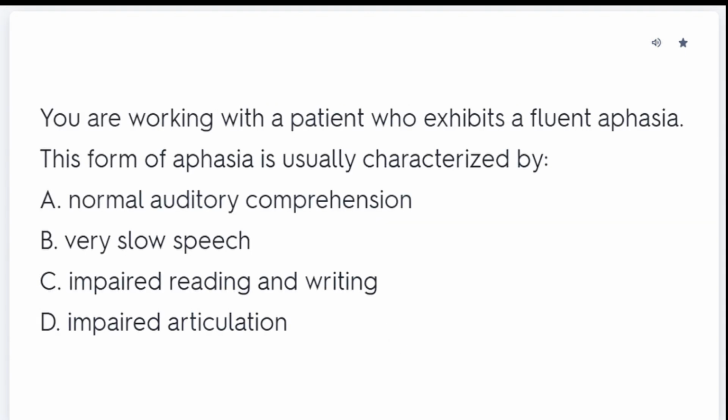You are working with a patient who exhibits fluent aphasia. This form of aphasia is usually characterized by: A. normal auditory comprehension, B. very slow speech, C. impaired reading and writing, D. impaired articulation.